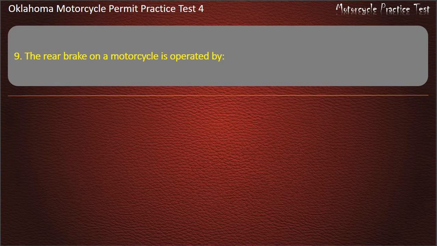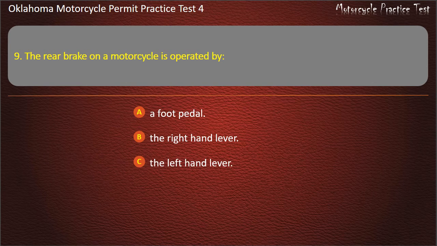Question 9. The rear brake on a motorcycle is operated by a foot pedal, the right hand lever, the left hand lever, a button on the hand grip. Answer. A foot pedal.